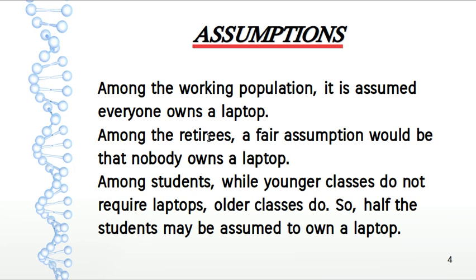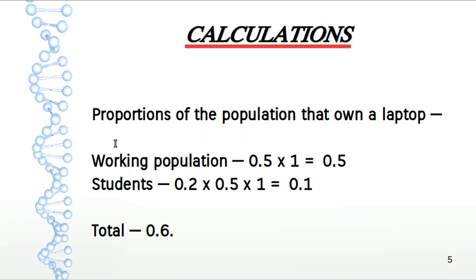Then among students, younger classes don't require laptops but older classes do, so we can assume that only 50% of the 20% of students have laptops. So only 10% of the population are students with a laptop and 50% are working population with a laptop. So we can calculate it as 50 plus 10, so 60% of the total population owns a laptop. Now let's look into the calculations.